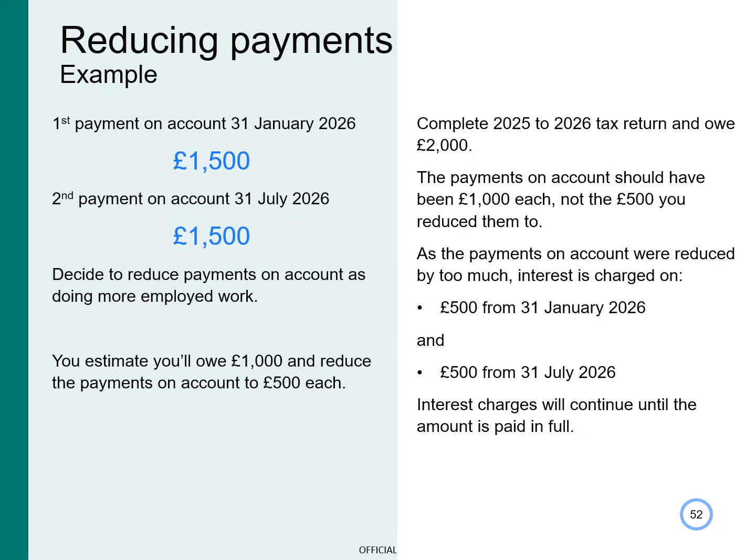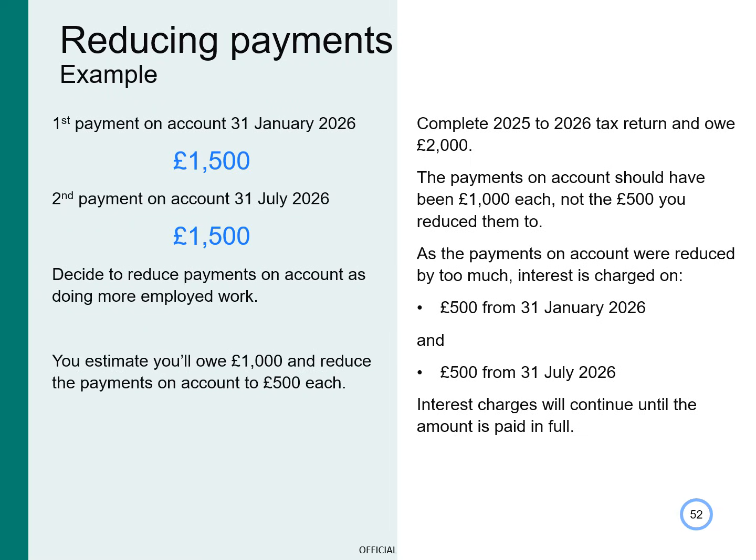When you complete your 2025 to 2026 tax return, you actually owe £2,000 and not the £1,000 you'd estimated. So your payments on account in January and July 2026 should have been £1,000 each. As the payments on account were reduced by too much, interest will be charged on the amounts not paid on time. So interest is charged on the outstanding £500 from the 31st of January 2026 and the outstanding £500 from the 31st of July 2026 until the amounts are paid.